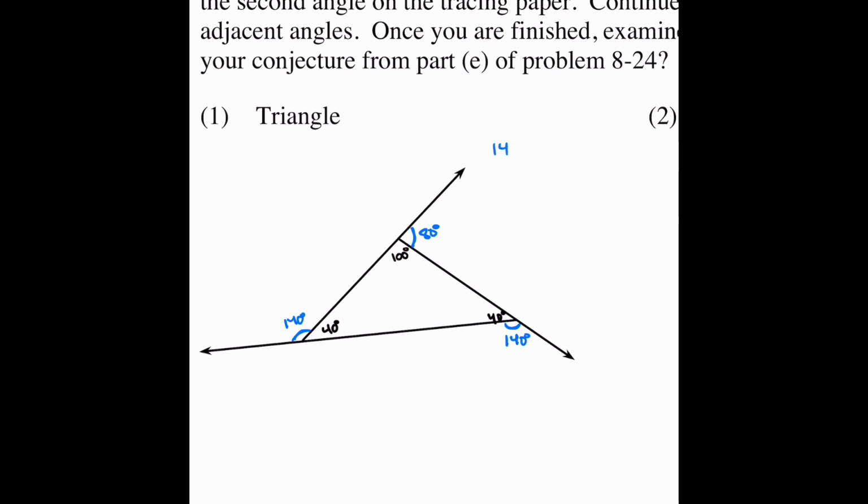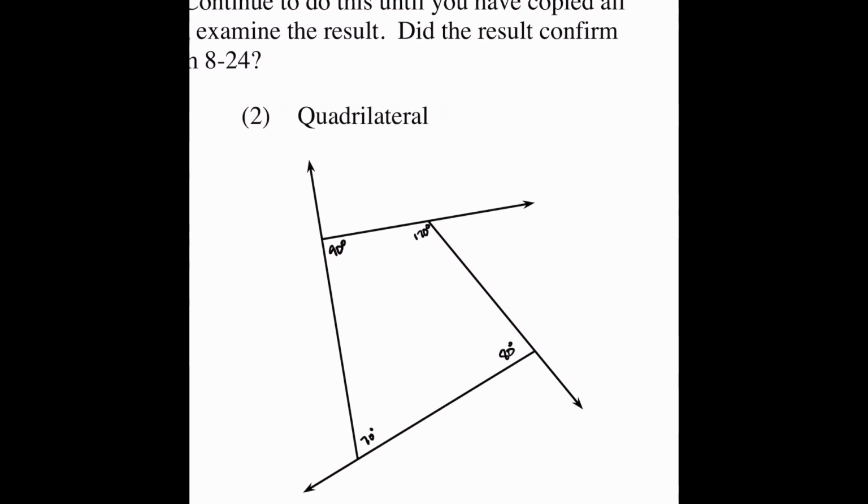If I were to add 140 to 140 to 80, I would get 360 degrees. So the exterior angles of a triangle add to 360 degrees. Let's look at a quadrilateral.